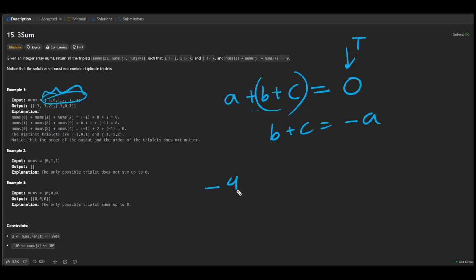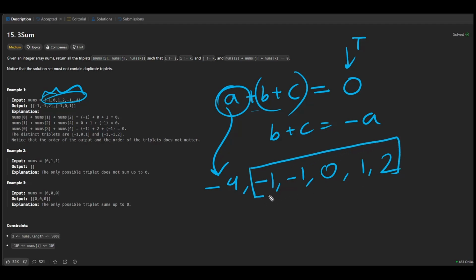So that would be minus 4, minus 1, minus 1, 0, 1, and 2. We sort this array. A is fixed to minus 4. And now we end up with a 2 sum 2 problem. In fact, we don't even have to use a map over here because a map was just searching the next element. And the next element we can search using the 2 sum 2 problem.